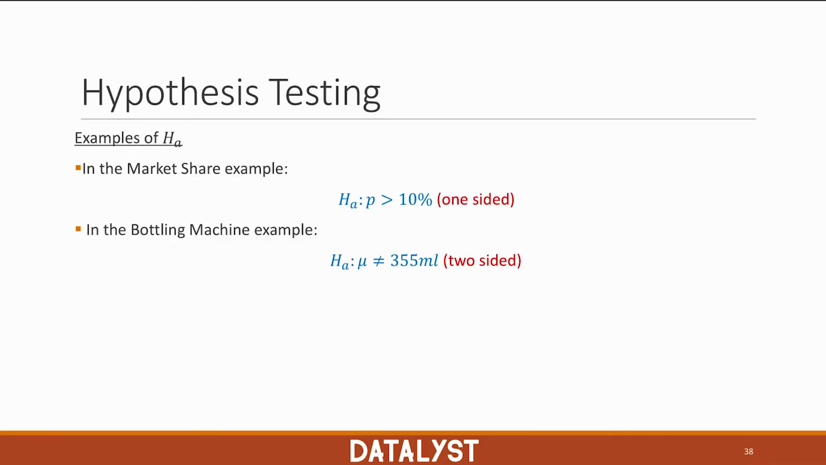And in the market share example, the alternative hypothesis is that the proportion after the campaign is larger than 10%. We wouldn't expect the campaign to have reduced the proportion, so the alternative is that the new proportion of market share is higher. And in the bottling machine example, we're using the inequality sign because we want this quantity to be exactly this. So if it's smaller or larger, then this is not good. So this is the alternative hypothesis for this example.